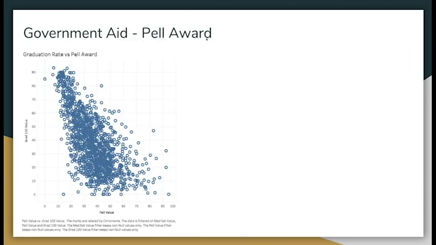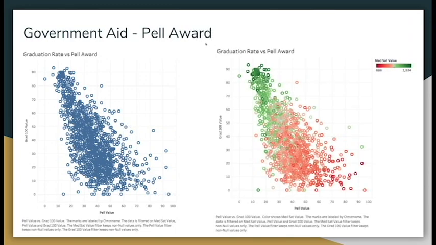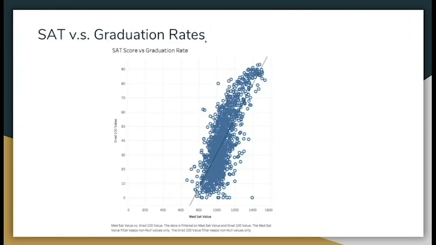The second financial aid factor that we looked at was the Pell Award, which is given to primarily low-income families. And the higher proportion of Pell Award recipients seem to result in lower graduation rates for those schools. But once again, if we take a look at the SAT score, it seems that the higher SAT scores result in higher graduation rates. So looking at SAT score alone against graduation rate, it seems that there is this very strong positive correlation between the two factors.